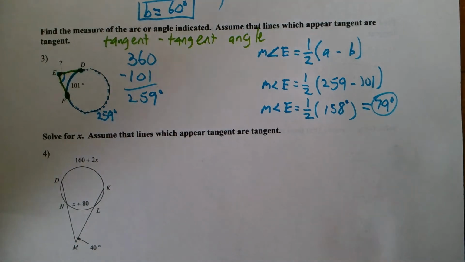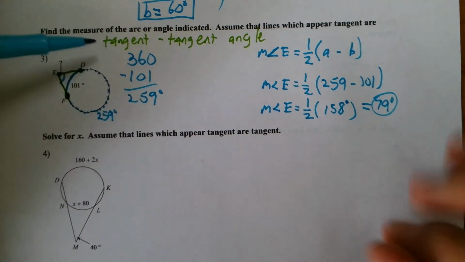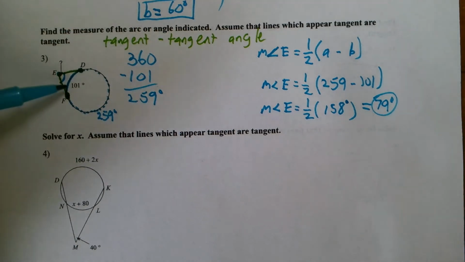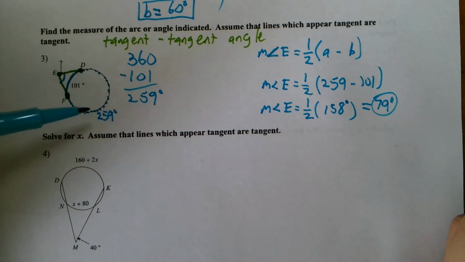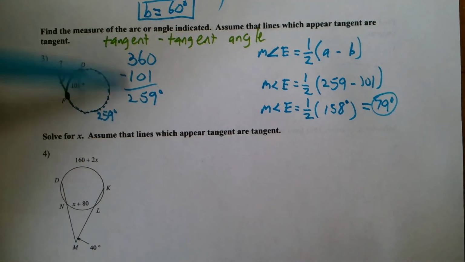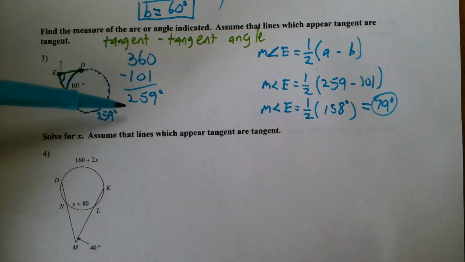Okay, cool. So with tangent-tangent angles, oftentimes you're only given one of the arcs because they expect you to realize, oh, hey, the other arc is just the rest of the circle. So do this, 360 minus the arc I have to find the remainder.